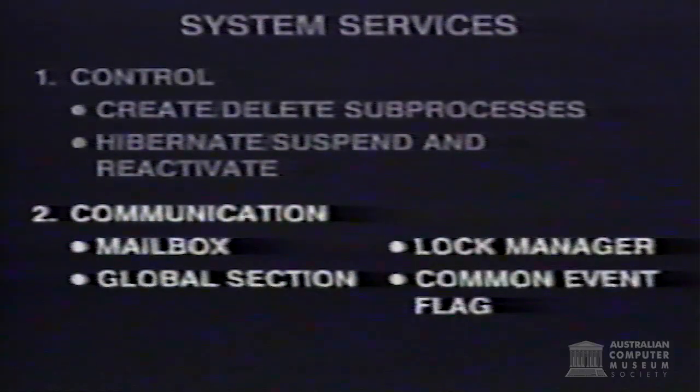In addition to providing services to control other processes, VMS provides services for processes to communicate with other processes. Four mechanisms that cooperating processes can use to communicate include the mailbox, global section, lock manager, and common event flag. These mechanisms allow processes to share common data, send messages, and synchronize execution.